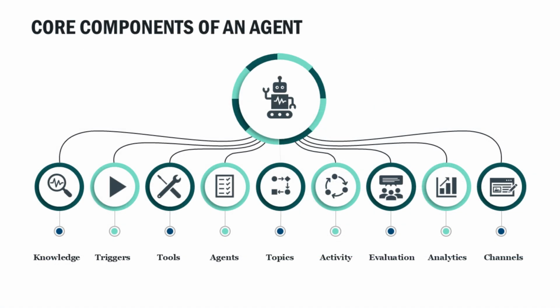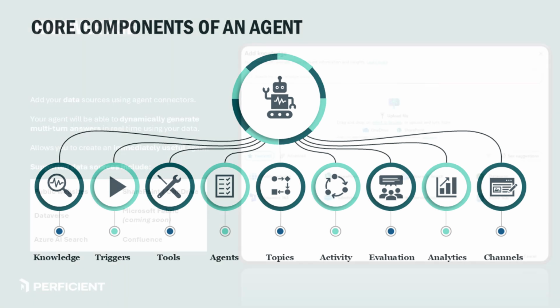Every Copilot Studio agent is made up of the same foundational components. These include knowledge, triggers, tools, agents, topics, activity tracking, evaluation, analytics, and channels. Each component plays a distinct role in how the agent understands information, takes action, and improves over time. Understanding these components is essential before designing more complex or autonomous agents.